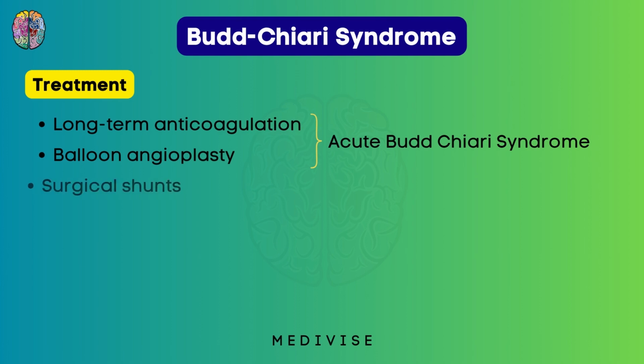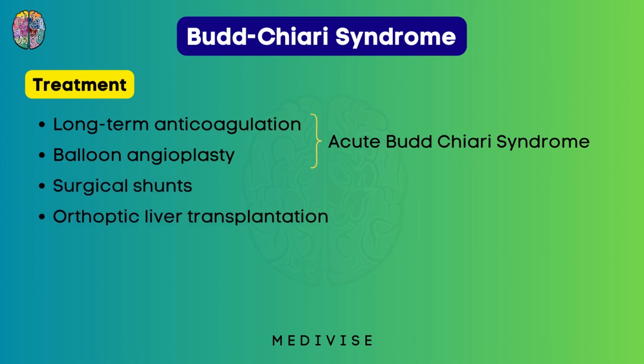We can even do surgical shunts or finally orthotopic liver transplantation. Both of these are done in chronic Chiari syndrome. So you will have to answer according to the question.